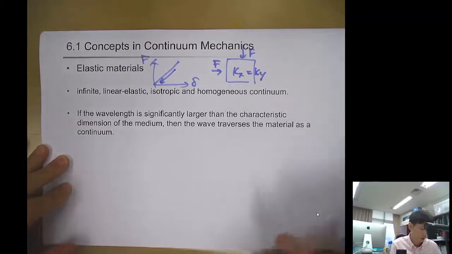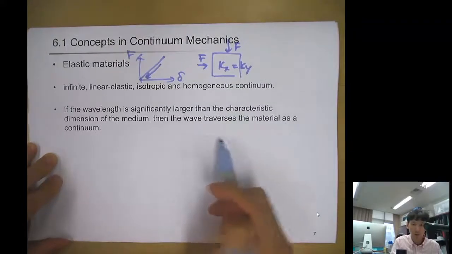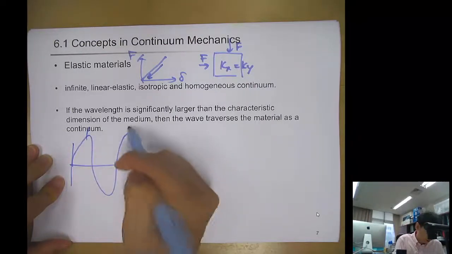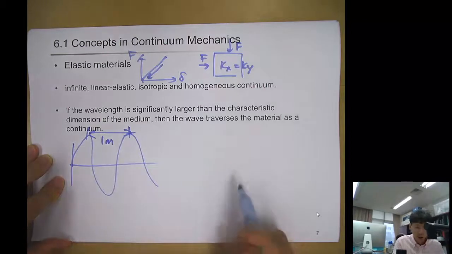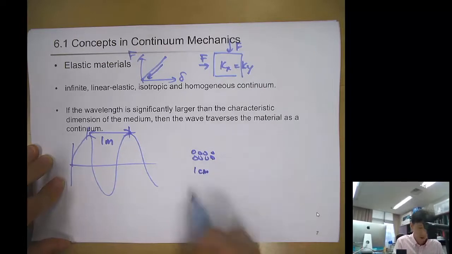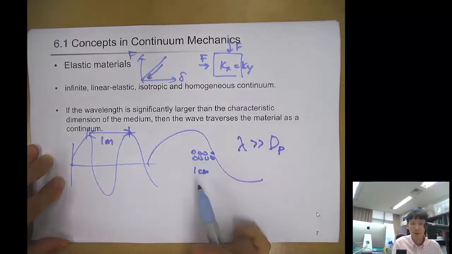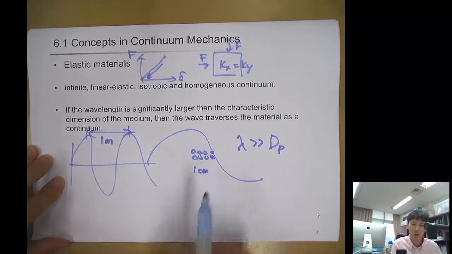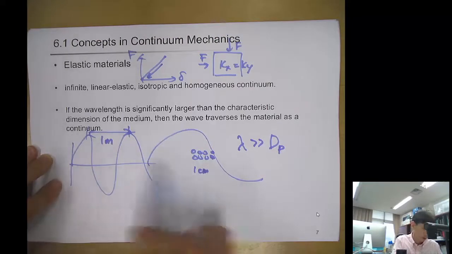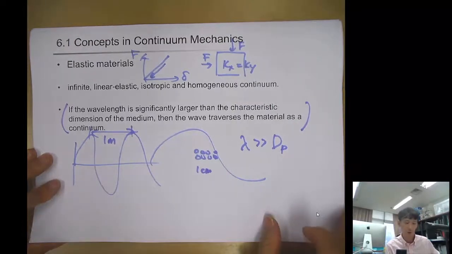It's a uniform material. If the wavelength is significantly larger than the characteristic dimension of the medium, then the wave traverses the material as a continuum. For example, if the wavelength is 1 meter and the particle is 1 centimeter, then the wavelength is much larger than the particle. So the wave will not feel that the material is discontinuous; you will feel it as a continuum material. So we are assuming that the wavelength is much larger than the characteristic length of the material.